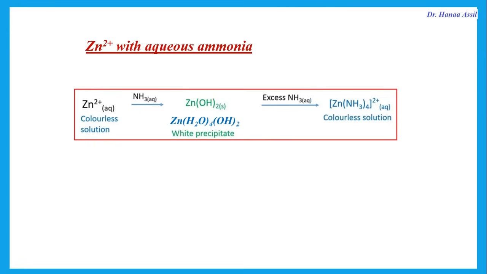With aqueous ammonia, it's the same. When we add drops, it forms a white precipitate in which 2 of the water have been deprotonated to form OH. But when we add excess ammonia, we have ligand exchange in this case, in which the ammonia has exchanged with the water ligands, and this forms a colorless solution.